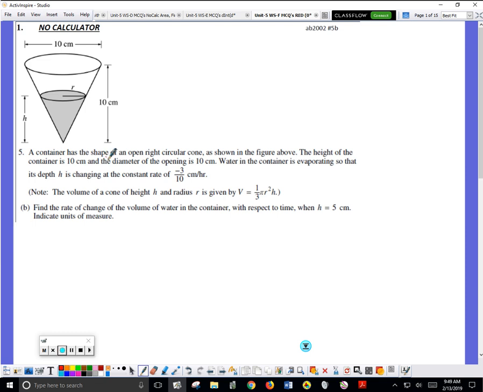Okay, container has the shape of an open right, whoa, that's a lot of words. It's a cone, I'm good with that. Okay. Height of the cone is 10. Please note how slow I read.